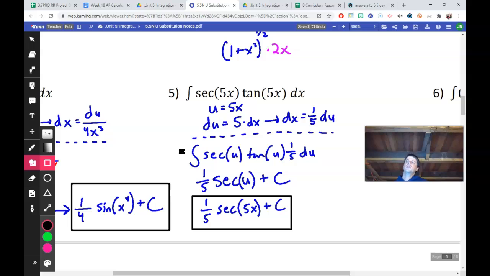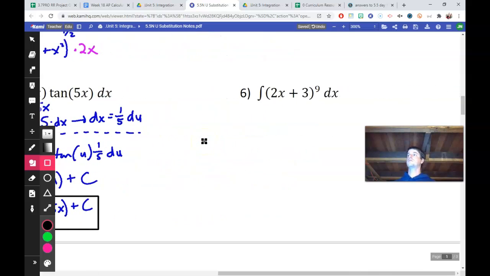Imagine taking the derivative. Derivative of secant is secant tangent. You're going to leave the 5x on the input of both of those functions, but you will use chain rule. Derivative of 5x is 5. The 5 times 1/5 means there won't be any coefficient. So we got that one correct.